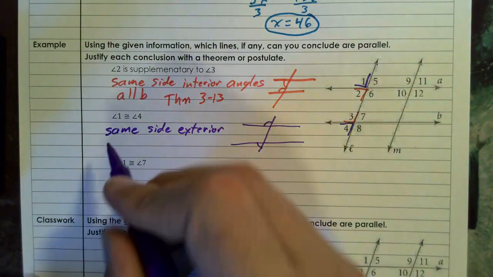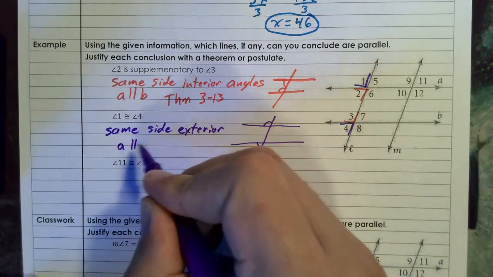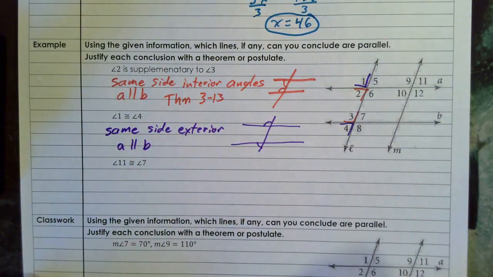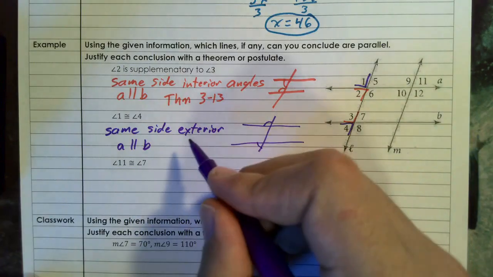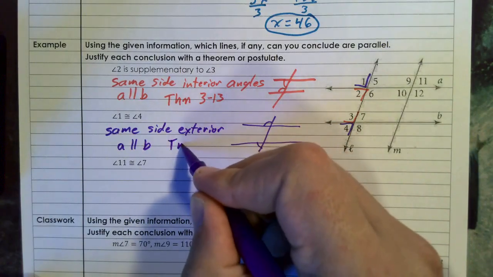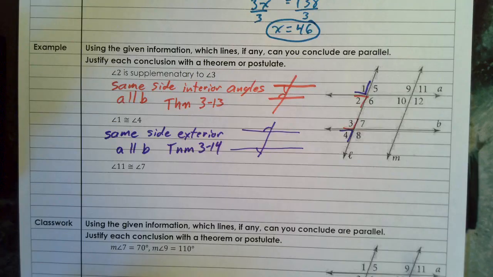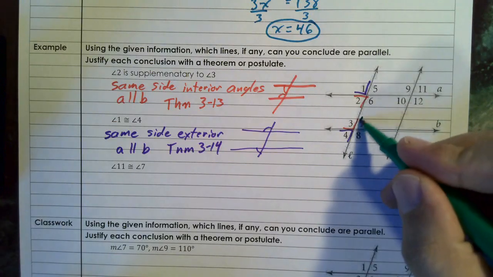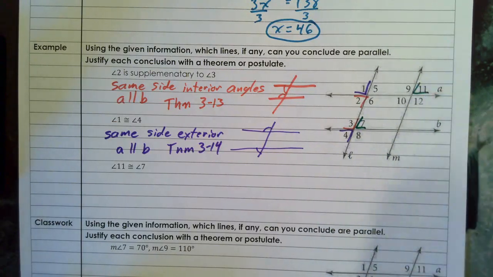And so that's also going to make A parallel to B, this time using theorem 3-14. Now, this next one is using angle 7 and angle 11.